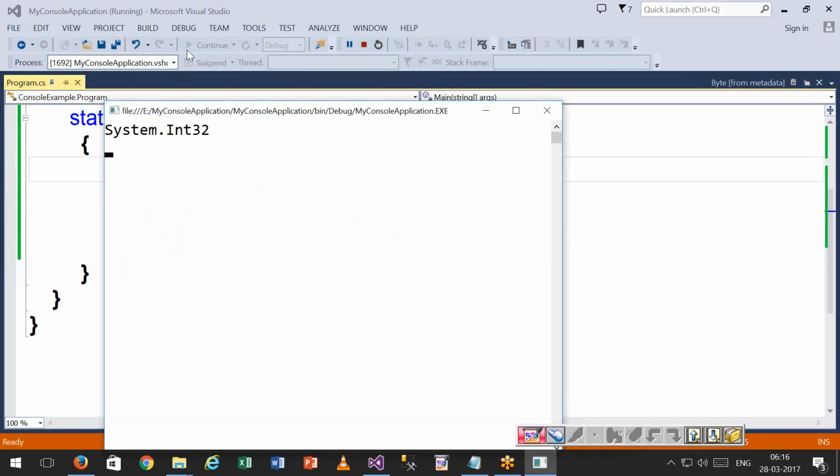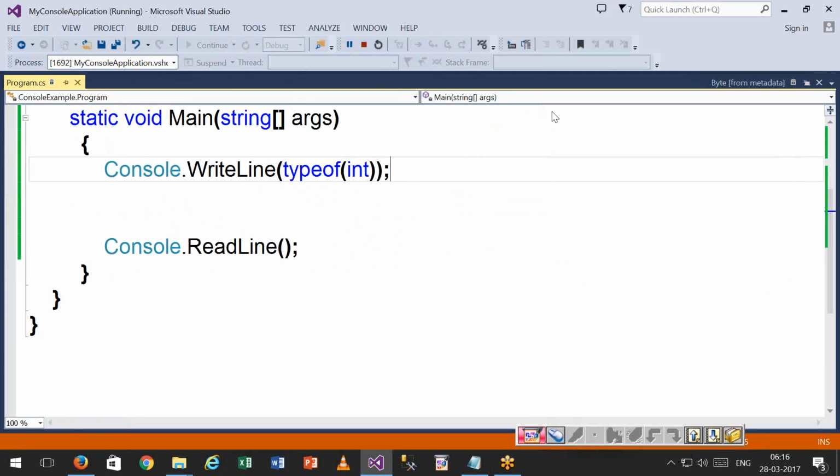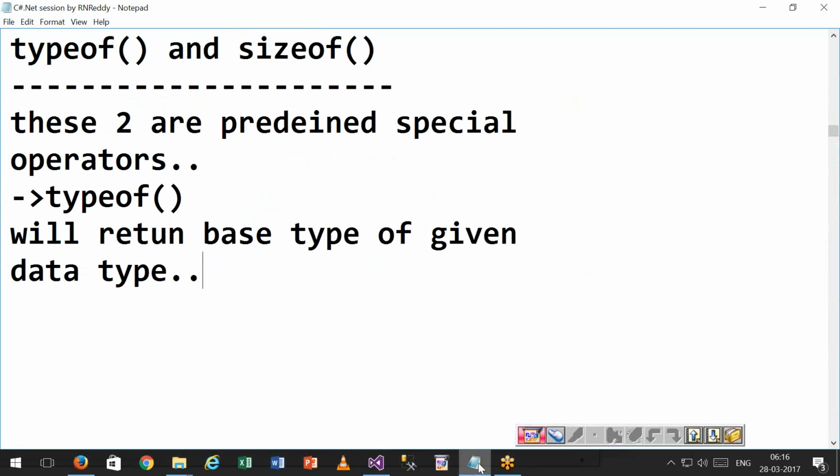System.Int32, System.Int32. Okay, right. So what is the final point? Typeof will return the base type of the given data type. Coming to what about sizeof?